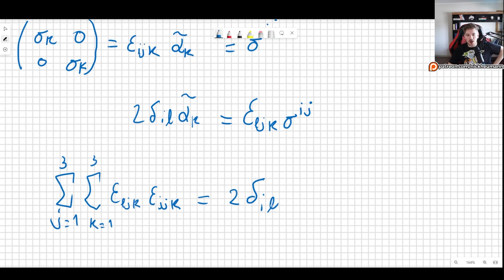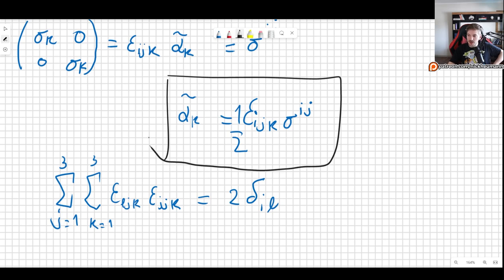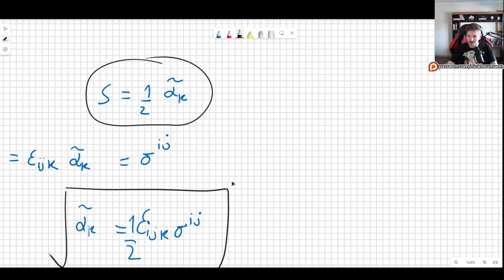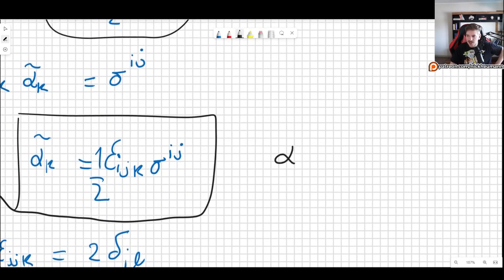So what we now expect is that, let's see, we divide this by 2, so we get 1/2 here, and I and L have to be the same, so this L right there we simply turn into an I, otherwise it's all going to be 0, and there we go. So this is basically what we found, and if we want to make this look like what we knew before, we can just multiply everything by 1/2, and we can see that our alpha tildes times 1/2 is simply 1/4 epsilon I j k sigma I j.